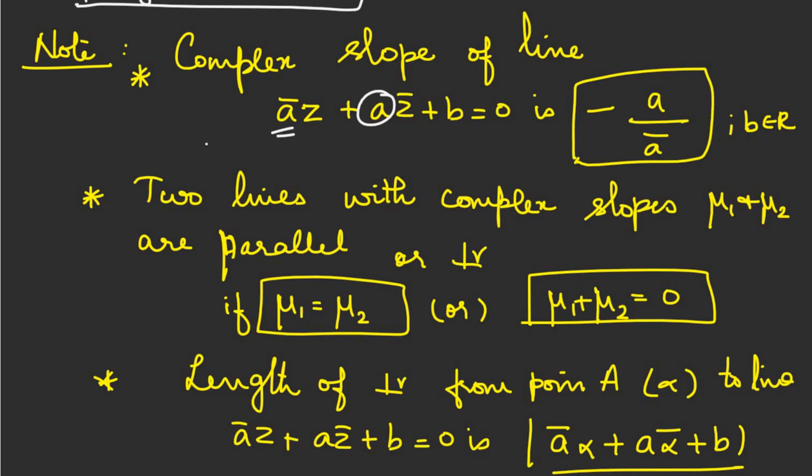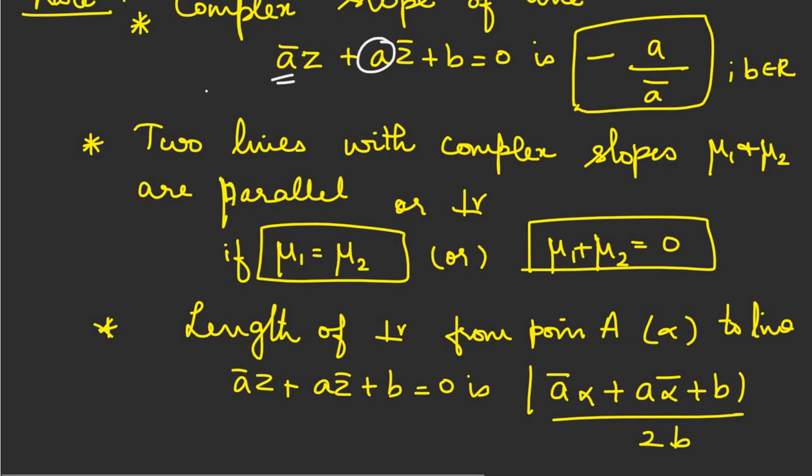Next, two lines with complex slopes mu1 and mu2 are parallel or perpendicular if mu1 is equal to mu2, slopes are equal, and mu1 plus mu2 is equal to 0. The length of the perpendicular from a point alpha to the line is given by the modulus of a bar alpha plus a alpha bar plus b divided by the modulus of a.